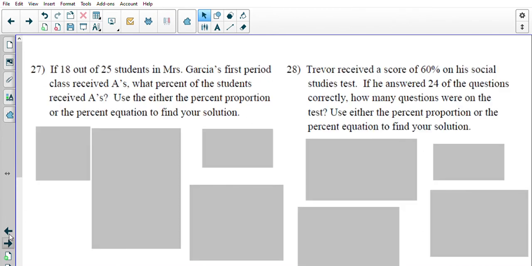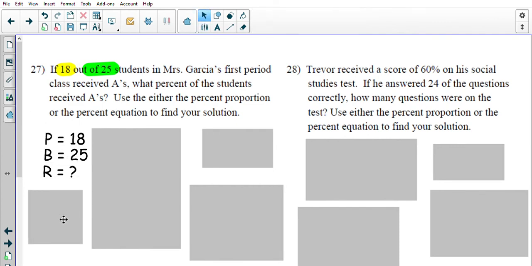And you see a lot of gray boxes here. I showed percent proportion and percent equation for each of these, so you could see both. So number 27, if 18 out of 25 students in Mrs. Garcia's first period class received A's, what percent of the students received A's? Use either the percent proportion or the percent equation to find your solution. So I'm trying to find the percent. I'm trying to find R. My base is 25. That's the total number of students out of 25. My part is 18. So let's identify those. Part is 18, base is 25, R is my unknown.